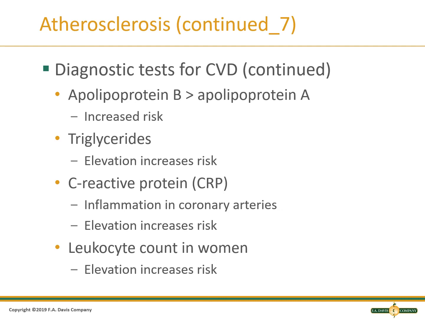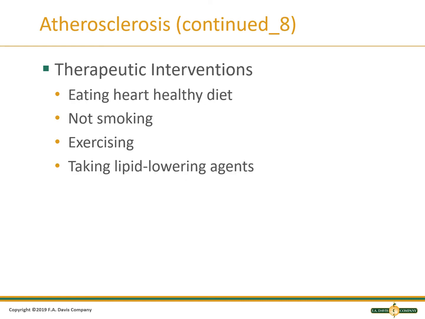CRP is an indicator of low-grade inflammation in coronary arteries. Elevated blood glucose levels can also increase the risk of atherosclerosis. Radiological studies of the arteries can be performed to show narrowed or occluded vessels. Therapeutic interventions for atherosclerosis include eating a heart-healthy diet, not smoking, exercising, and taking lipid-lowering agents.